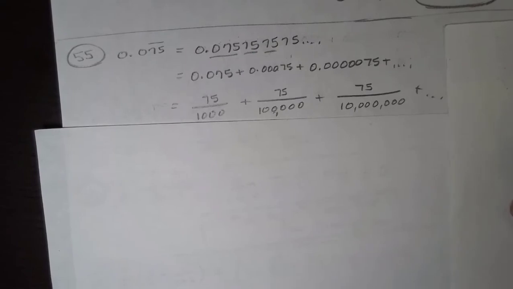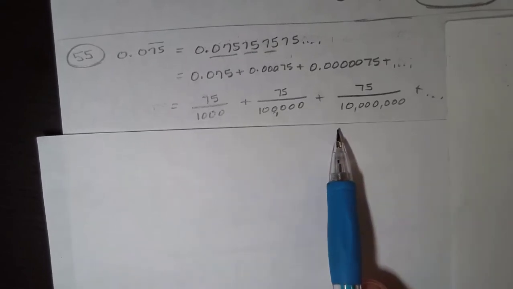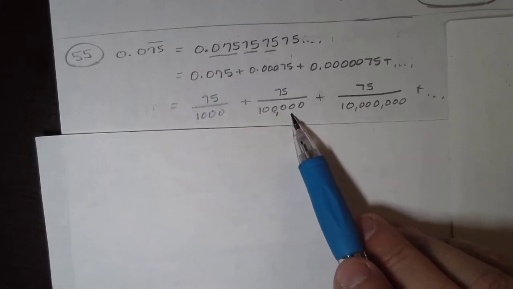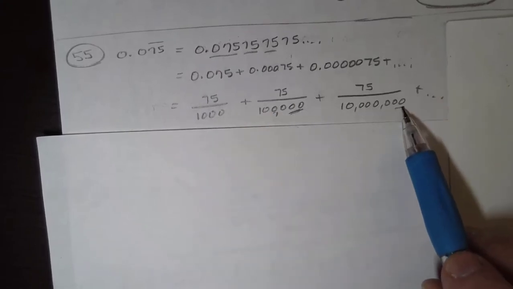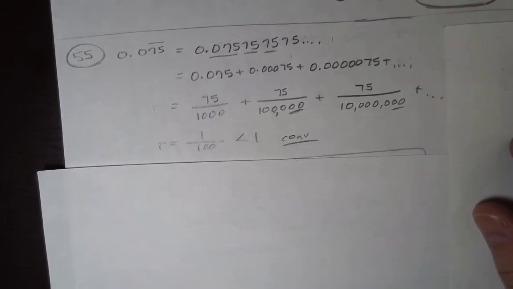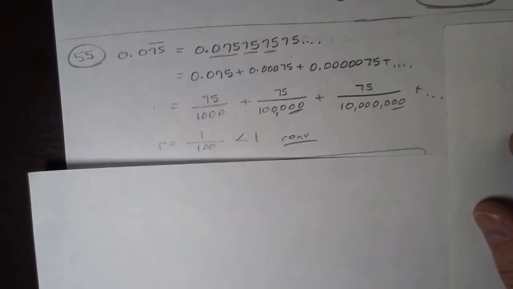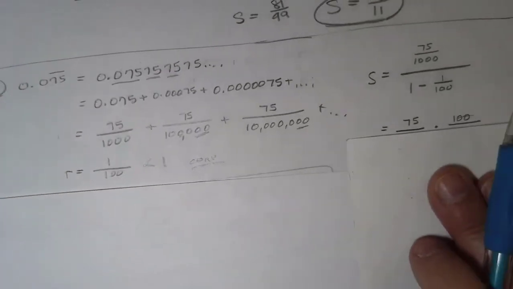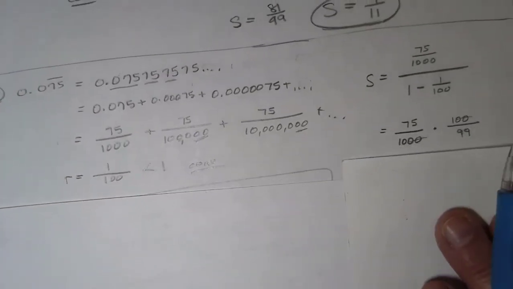Okay, and if you write these as fractions, you can see that I've got 3 zeros here. I'm adding 2 zeros, adding 2 more zeros, so my common ratio is 1 over 100. Again, this is a geometric series with my common ratio less than 1, so we know it converges. So again, we can use our sum formula.